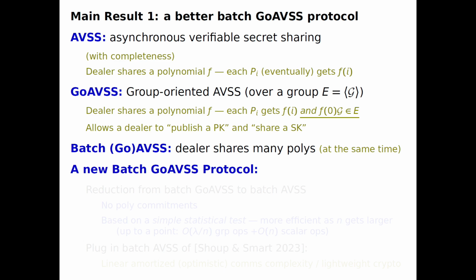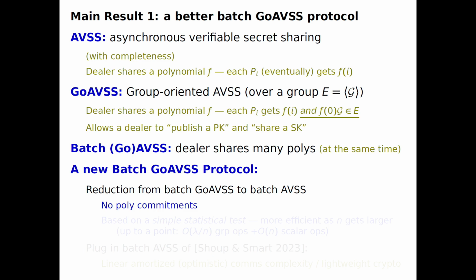So our first main result is a new batch Go AVSS protocol, which we can use in Schnorr and other applications. What we give basically is a simple reduction from batch Go AVSS to pick your favorite batch AVSS over the same scalar field. No polynomial commitments. We don't need Pedersen commitments, KZG commitments, nothing. And of course, you can think in just a second how this would work.